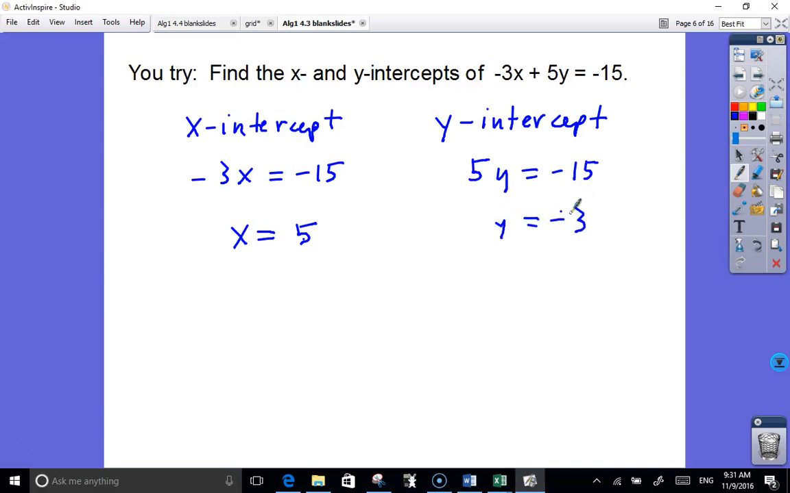Right? So again, you just cover up, essentially just get rid of that one term. Like that, find the x-intercept. I didn't write the 5y at all. Negative 3x is negative 15. Solve. X equals 5. To find the y-intercept, don't write the negative 3x term. Negative 15 divided by 5, negative 3.